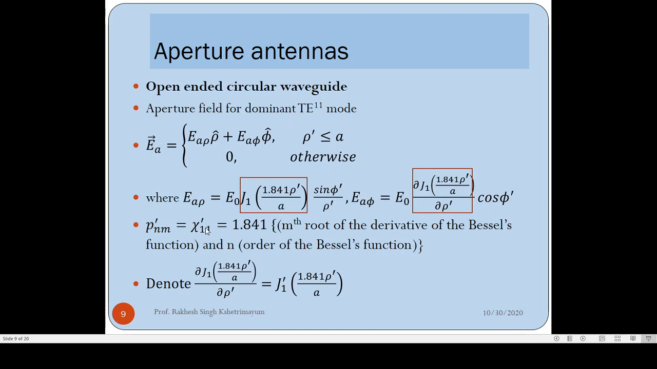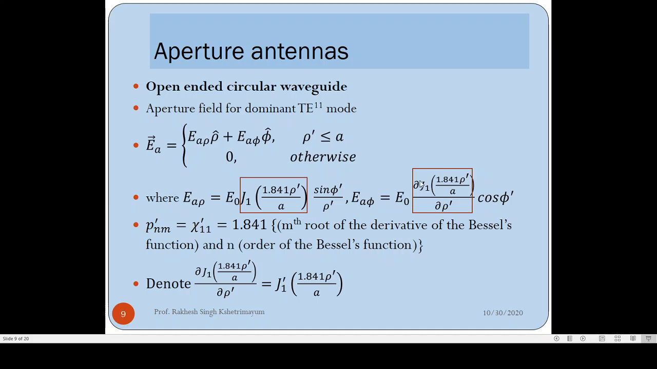And why do I have a term here, 1.841? We denote this term as chi 11 dash. What is this notation here, p and m dash? When you do the circular waveguide analysis, you will find out what this p and m dash is. It is basically the mth root of the derivative of the Bessel function.